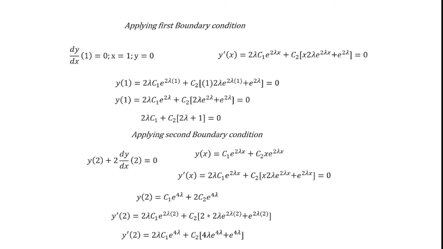After that y dash of 2 is equal to 2 lambda c1 into e power 4 lambda plus c2 into 4 lambda e power 4 lambda plus e power 4 lambda I got. You can calculate with your notebook also. You can get the values as the same. Where the x values are available, I can substitute the boundary values onto that corresponding area. I can get the finalized equation like this.